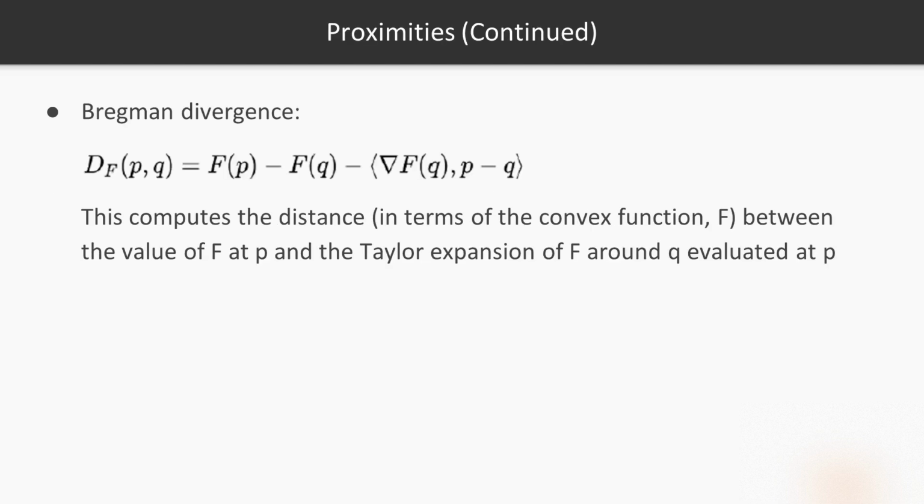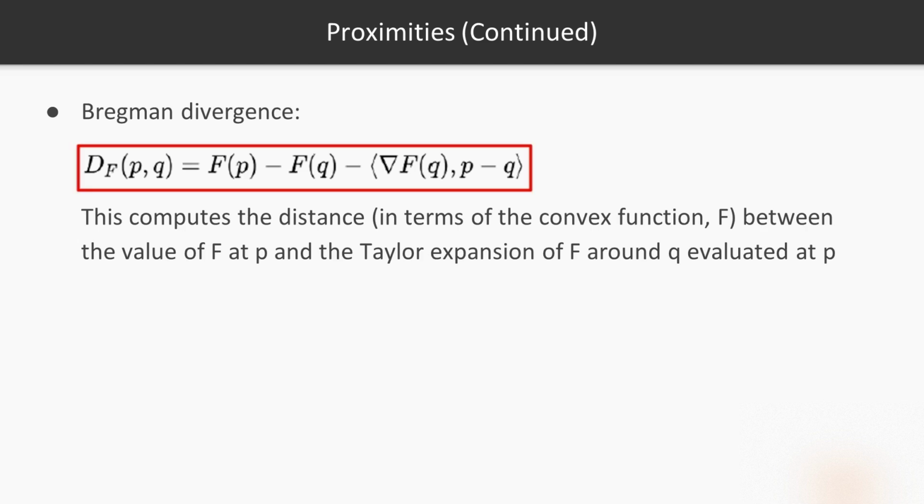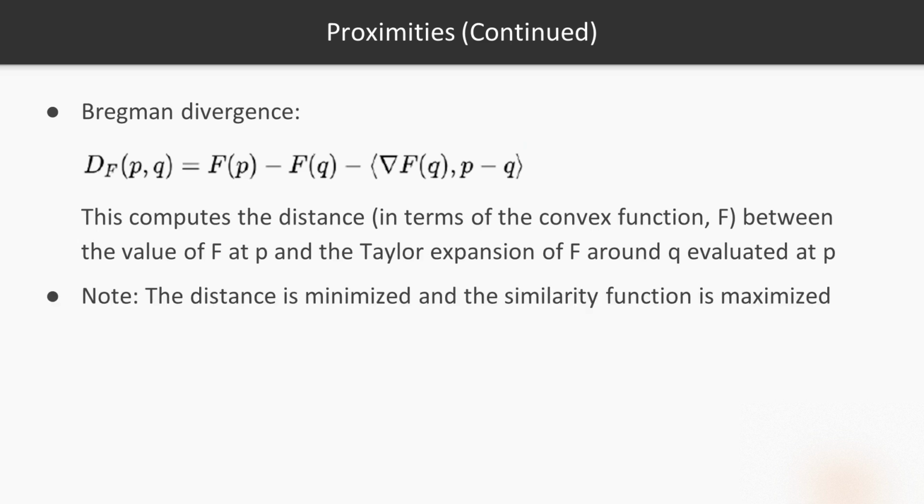And the Bregman divergence, which computes the distance in terms of the convex function f between the value of f at point P and the Taylor expansion of f around point Q evaluated at P. You can see the formula of the Bregman divergence here. We must keep in mind that the distance is minimized while the similarity function must be maximized.